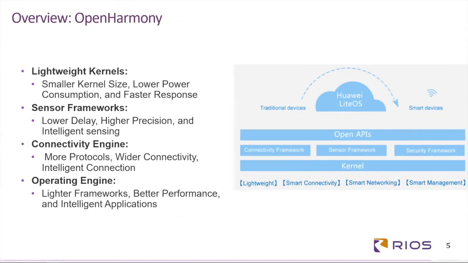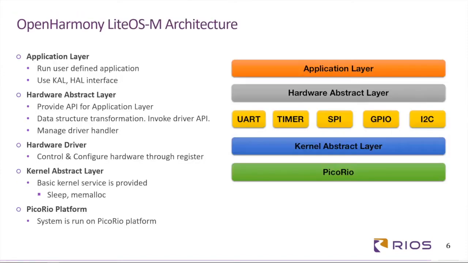So Open Harmony has the following features. It has a lightweight kernel, with small kernel size, small power consumption, and a faster response. It has a sensor framework, with low delay, higher precision, and intelligent sensing. Its connectivity engine has more protocols, wide connectivity, and intelligent connection, and its operating engine has a light framework, better performance, and intelligent application. So this is the Open Harmony LiteOS-M architecture.